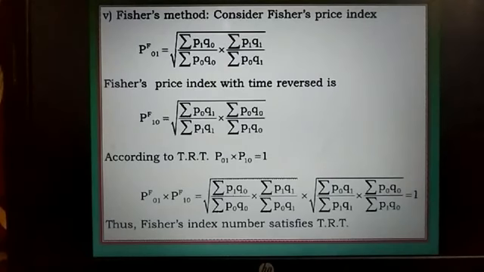Whereas in the denominator the same thing is present. Here sum of P0 Q0 is present. So this and this also will be getting cancelled. So all the terms which have been written inside the square roots, all of them got cancelled to each other.